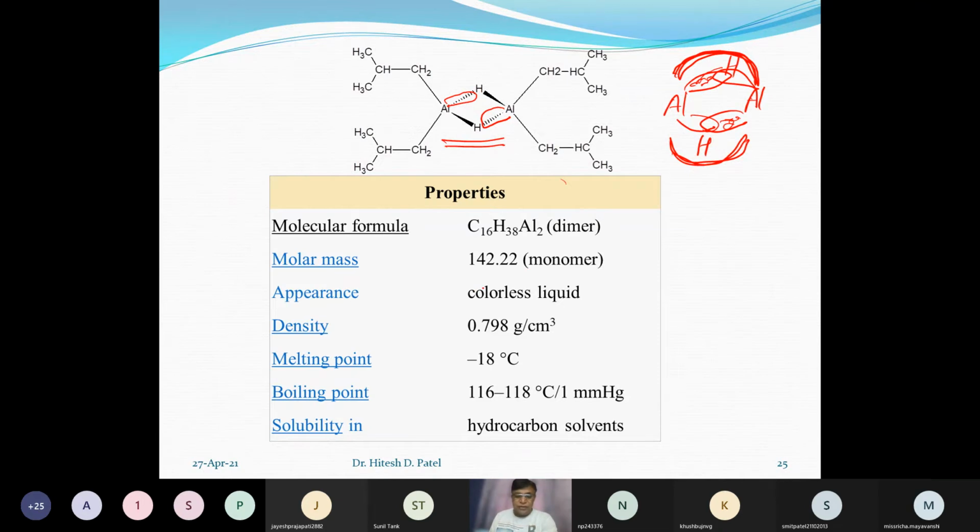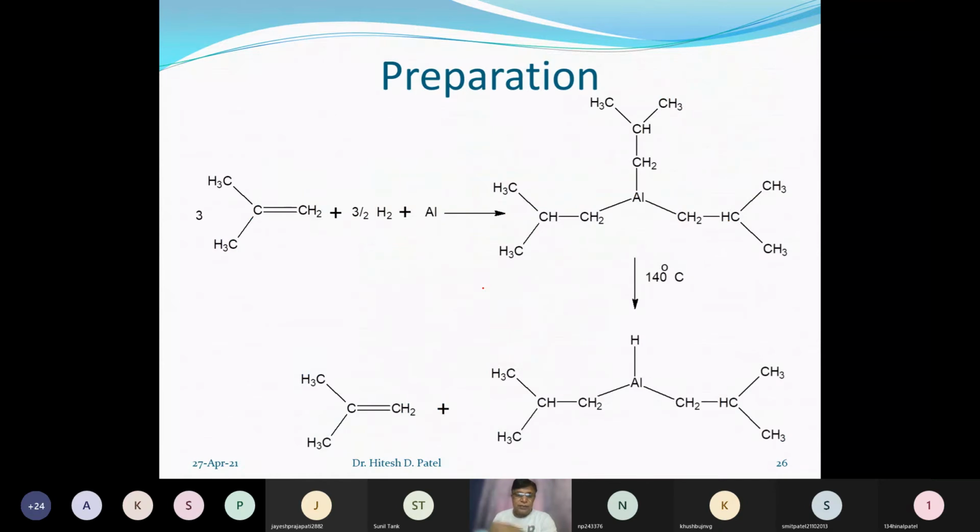These are the properties of this compound. We are not going to discuss each and every property. We are more concerned with the preparation and its application of Dibal H. Here, Dibal H we can prepare from isobutene.